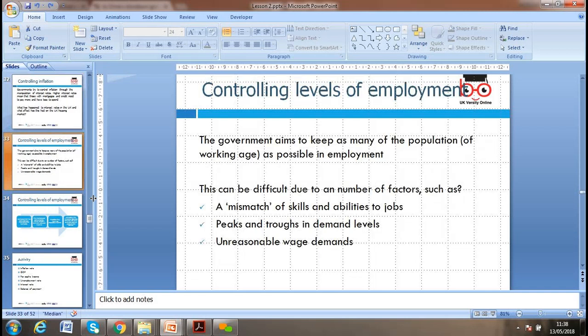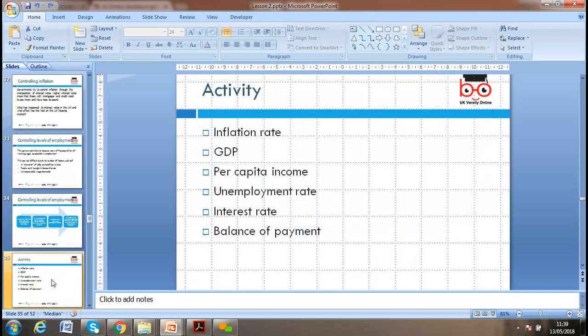Controlling the level of employment: the government aims to keep as many of the working-age population as possible in employment, and this can be difficult due to a number of factors, such as a mismatch of skills and abilities, peaks and troughs in demand levels, and unreasonable wage demands.